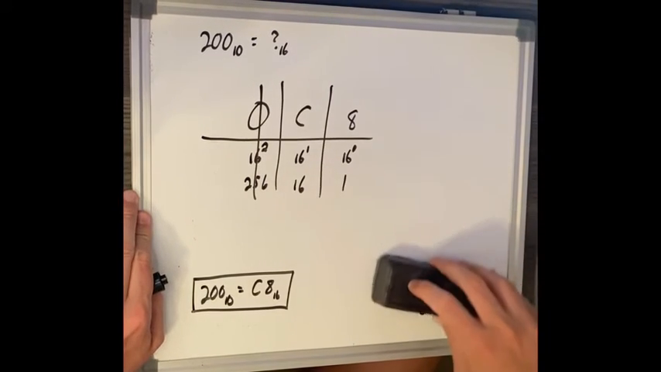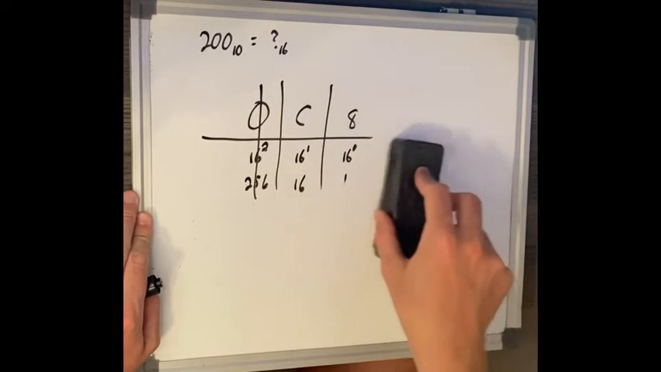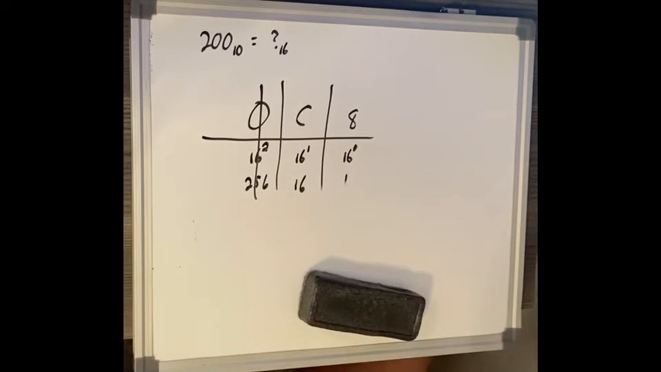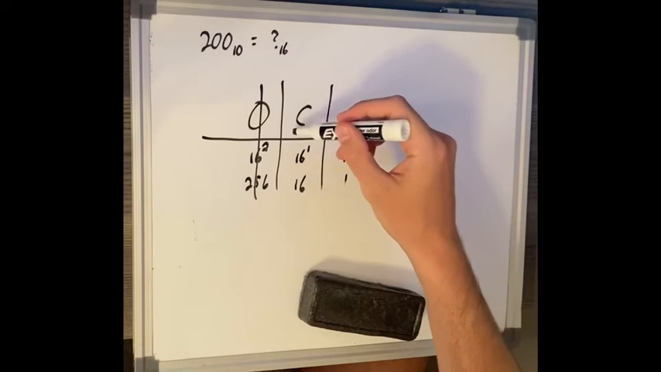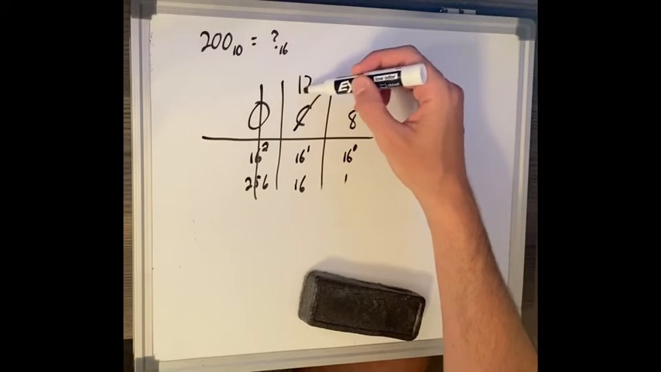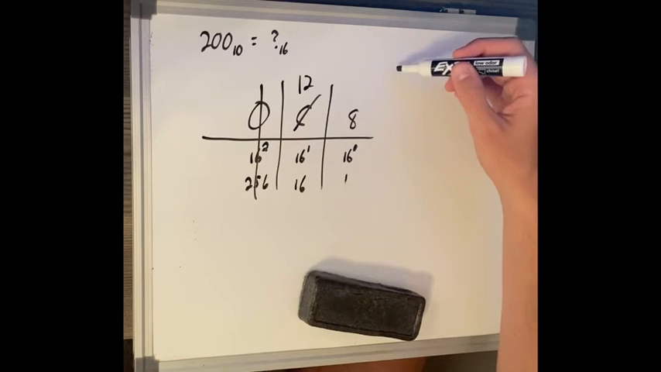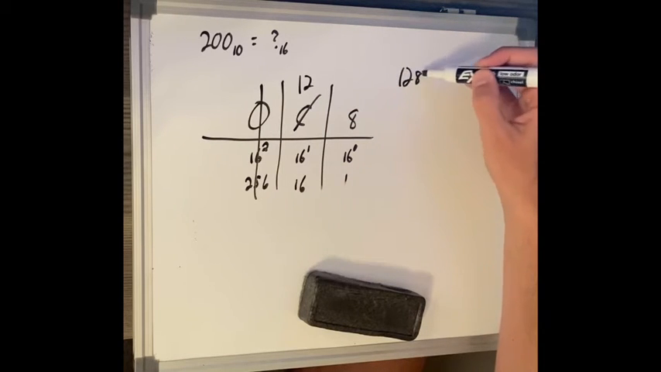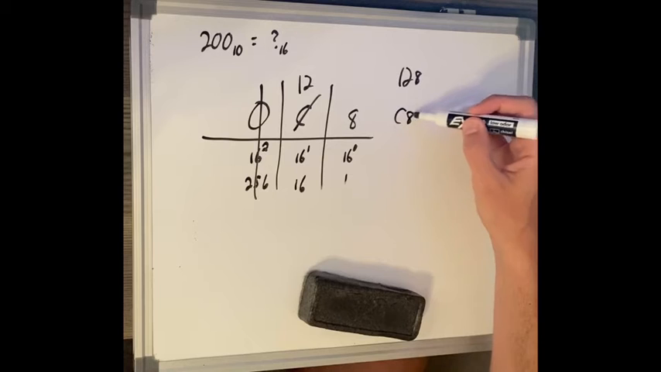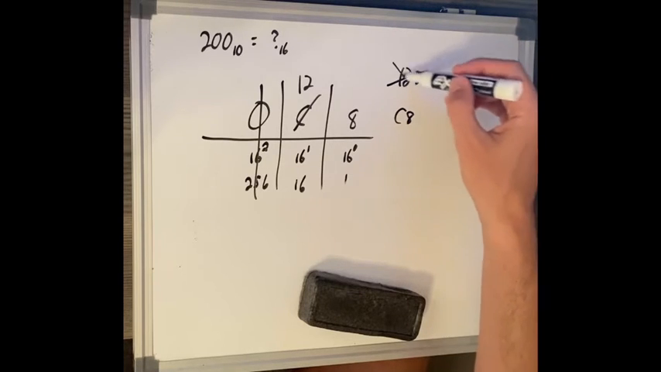And going the opposite way, I think one common mistake would be people write, instead of writing C, they would write 12. The answer is not 128. The answer is C8. That's maybe a big difference too. This would be incorrect if you wrote 12.